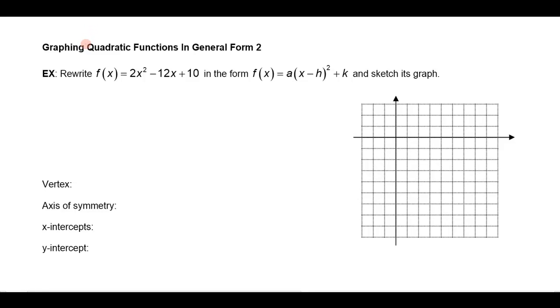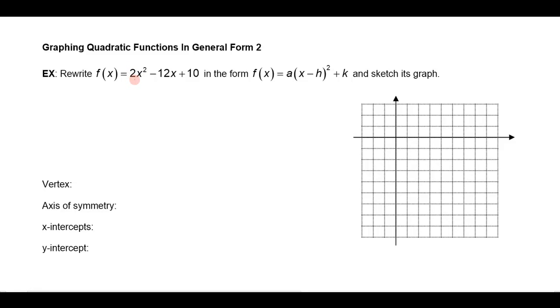Hi everybody. In this lesson we want to look at how we graph quadratic functions that are given in general form, something that looks like this. And this is the second part. In part one we looked at how to graph functions like this by completing the square, and we looked in particular where the leading coefficient was 1. So here in this lesson we want to see how to graph ones where the leading coefficient is not 1.